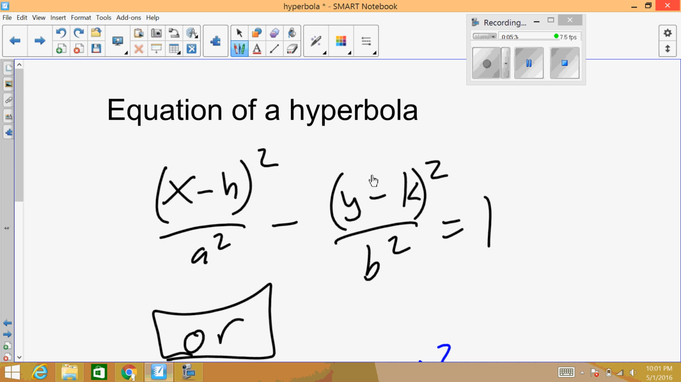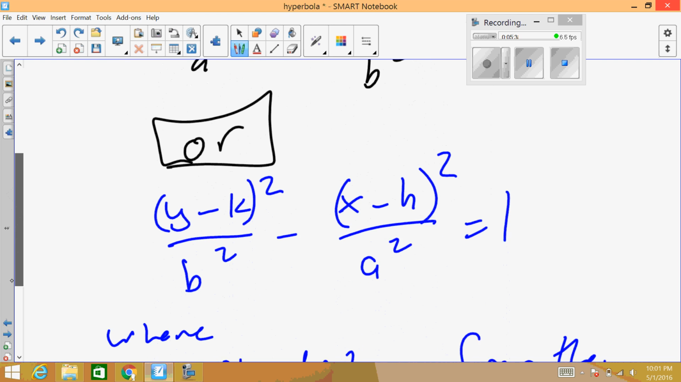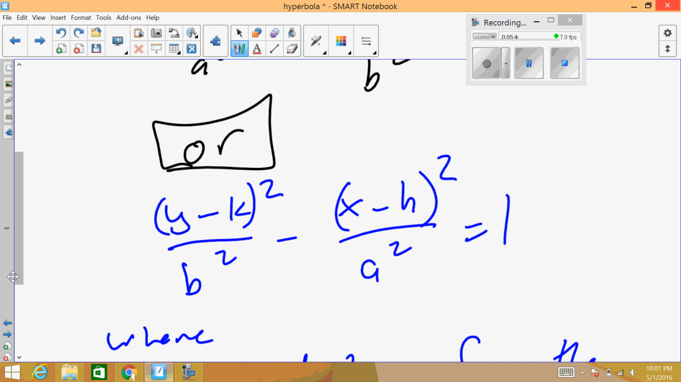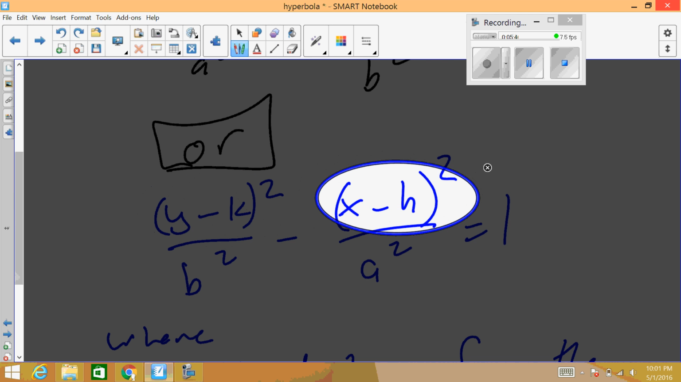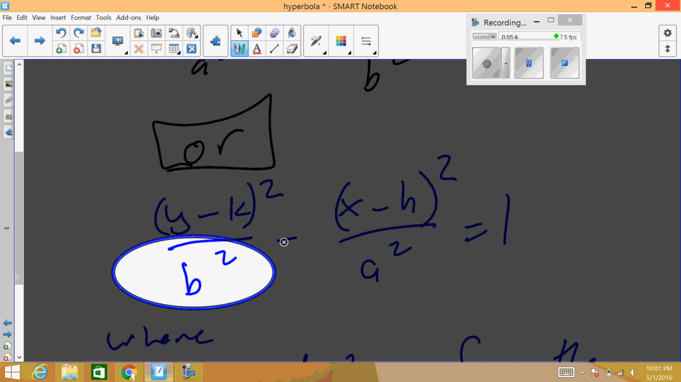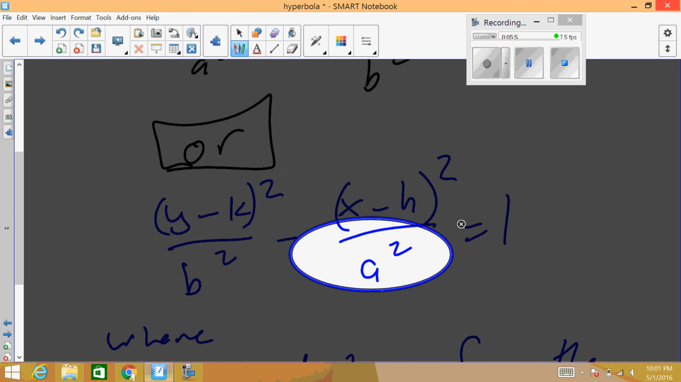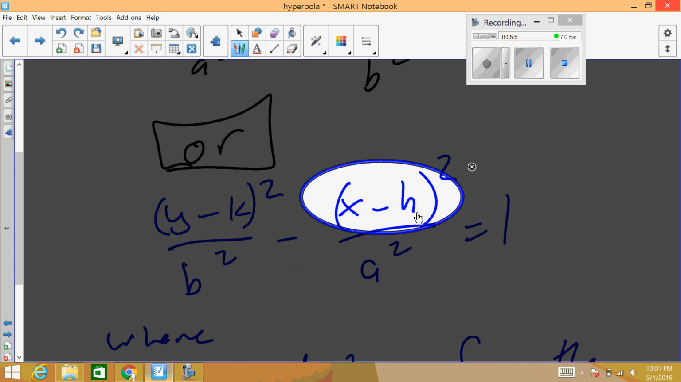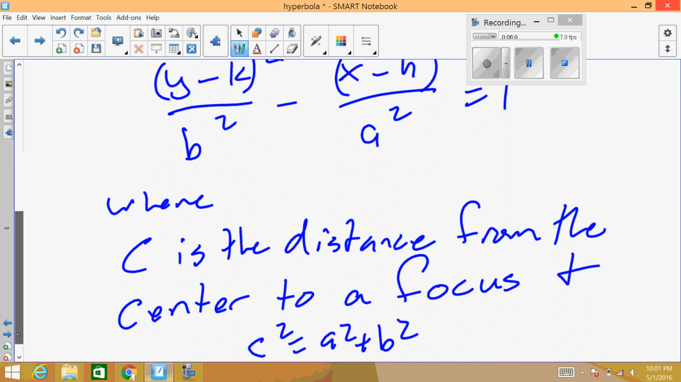Now, because it's minus, the order does matter. So I've actually got two equations for a hyperbola. You notice here, I've switched around my y and my x. That does make a difference in my graph. I'm going to leave b with the y component, and I'm going to leave a with the x component. Makes things a little bit easier for some aspects, makes them a little less nice for others.